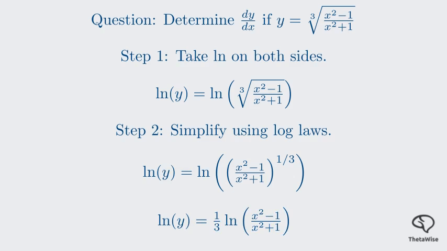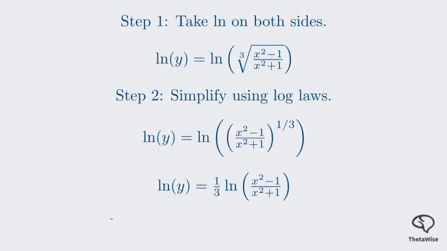Next, inside the logarithm, we have a quotient. Let's apply the quotient rule. The logarithm of the quotient becomes the difference of the logarithms of the numerator and the denominator. Look at how much simpler this expression is now. We have transformed a cube root of a quotient into simple addition and subtraction of logs.